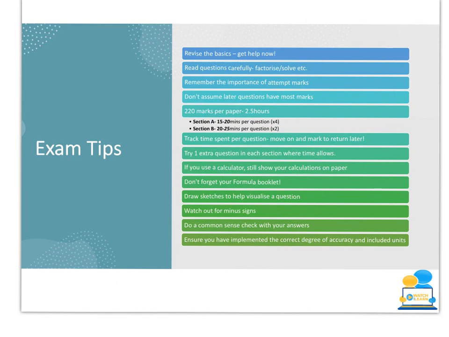Do a common sense check with your answers at the end. Just again, think logically, does it make sense? And again, it will depend on the question whether you'll be able to do that. And finally, ensure that you have implemented the correct degree of accuracy and included your units. So always go back at the end of a question and double check what have I been asked to round it to, what significant figures does it have to be, and what unit should it be. And that will definitely give you a good method for finishing off each of your questions before you move on to the next one.